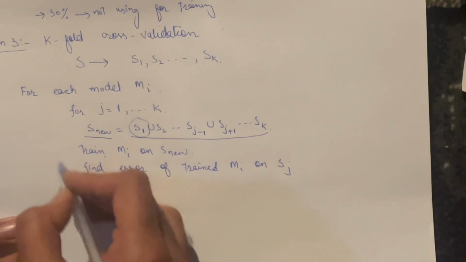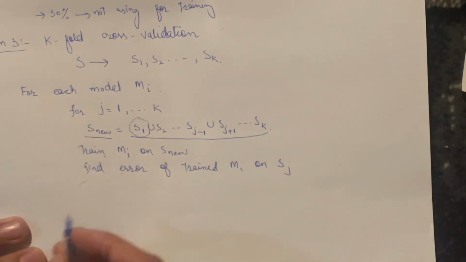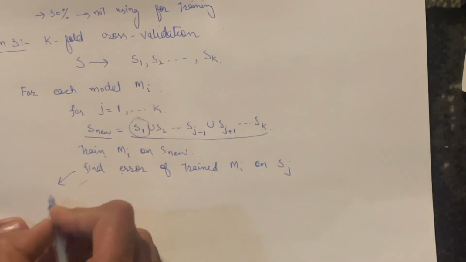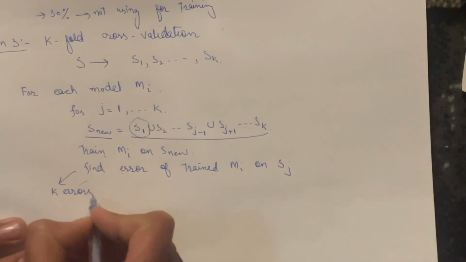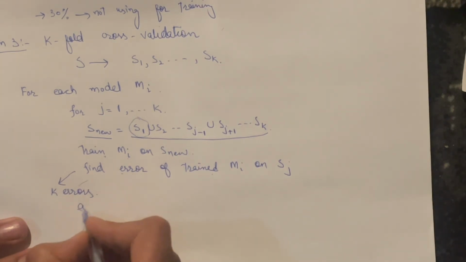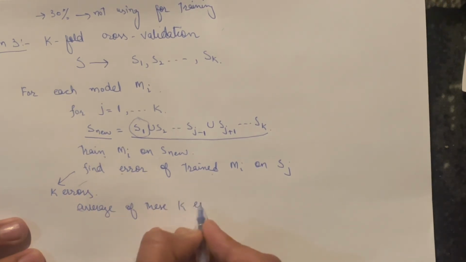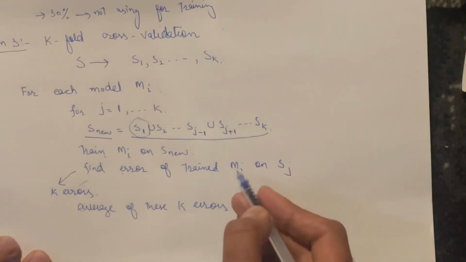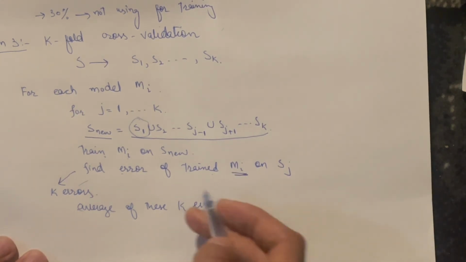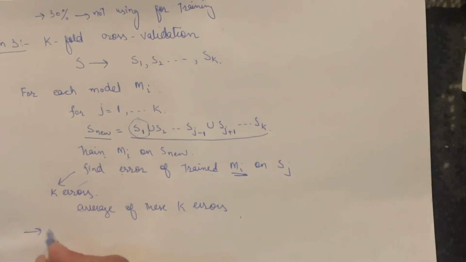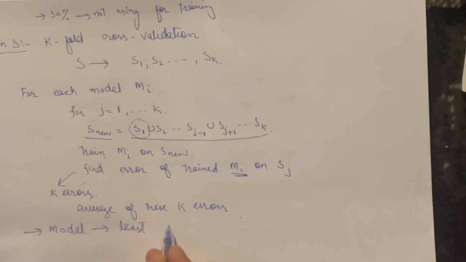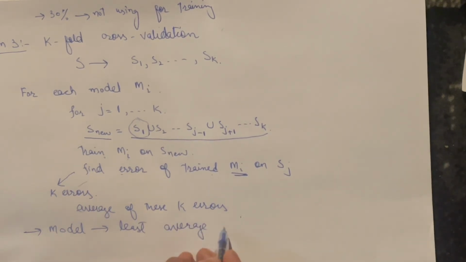Okay, then it will again do the same thing. So it will get how many errors? It will get total k errors for this model mi. Then it will find the average of these k errors. Okay, so first it will do it for m1, then for m2, then for m3, and the model which has the least average error, that particular model is the best model.